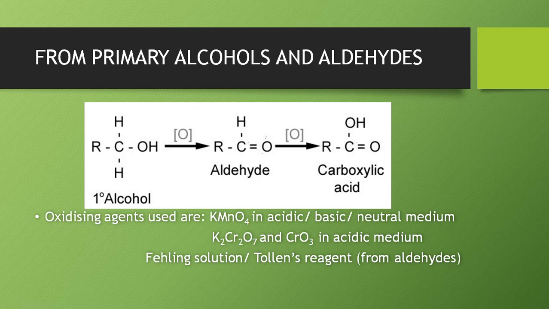The oxidizing agents used are KMnO4 in acidic, basic or neutral medium. You may also use potassium dichromate and CrO3 in acidic medium. Now, if you are to prepare carboxylic acid from aldehyde, then that can also be done with weak oxidizing agents such as Fehling solution and Tollens reagent.